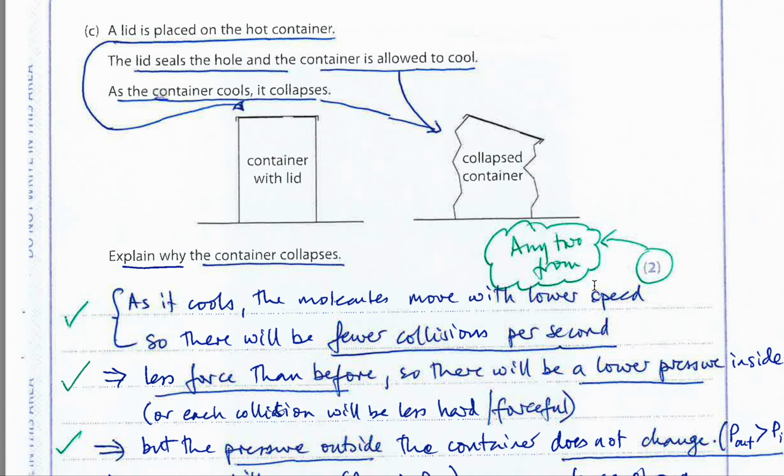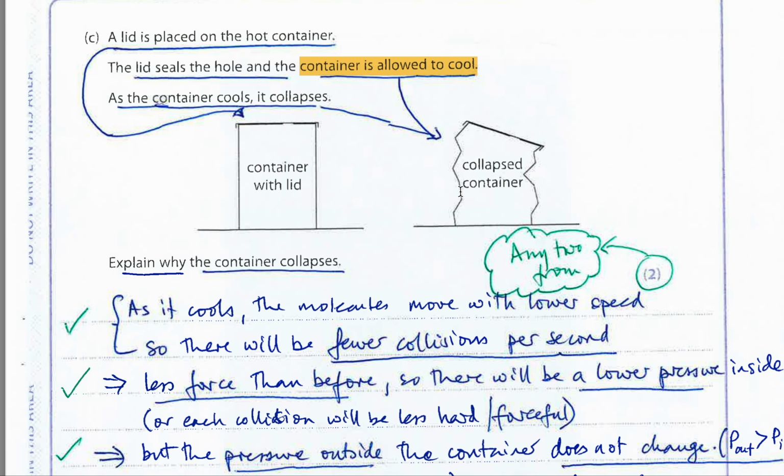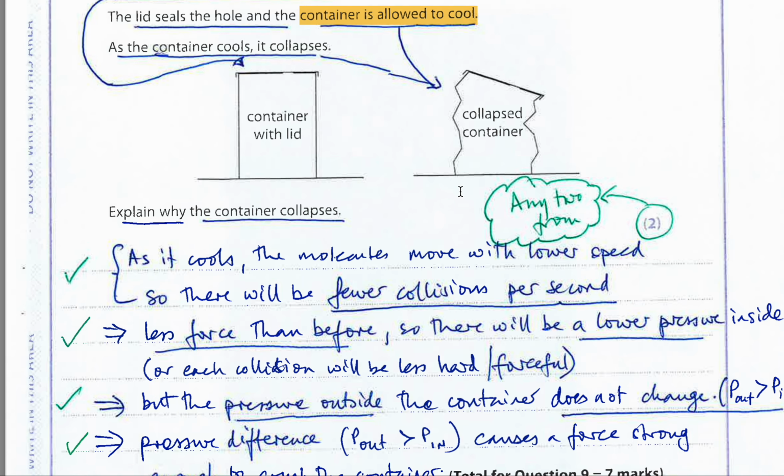Part C then is opposite. They place a lid on after they heated it, the container's hot. Remember, some molecules have escaped. They seal the hole with a lid, and then the container is allowed to cool. So the container is cooling, and when it's cooling, it collapses. It collapses according to this diagram. So it goes from being rigid to the can, whatever it's made of, say it could be aluminium, it gets crushed. So they want you to explain why the container collapses.